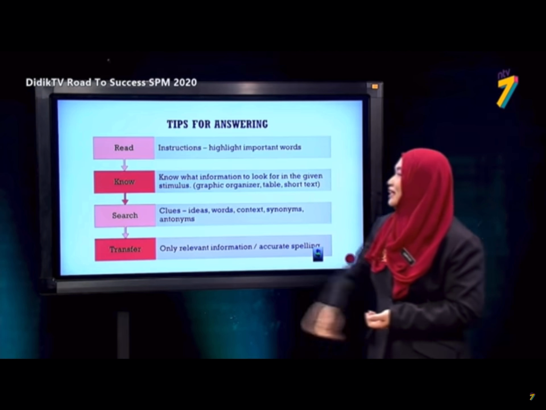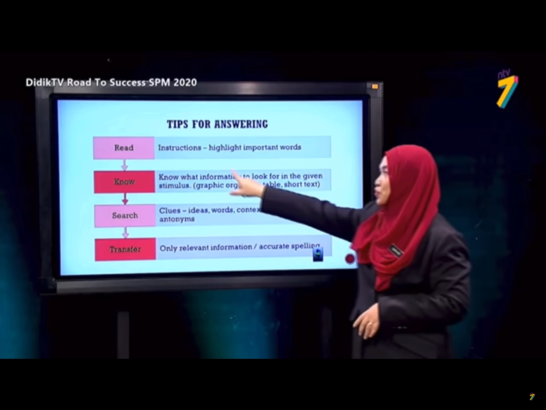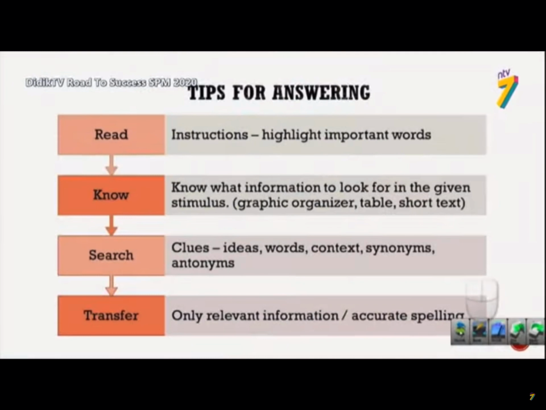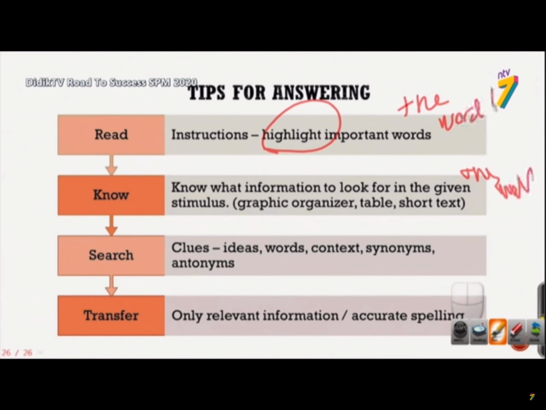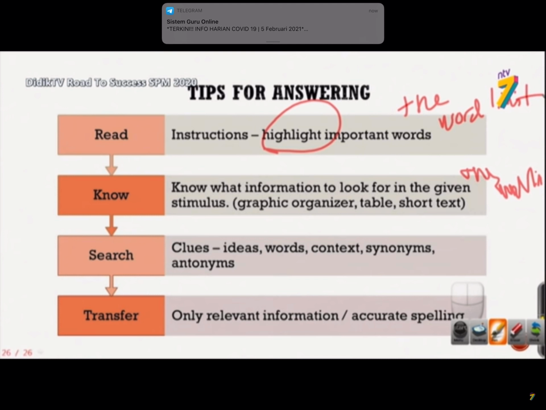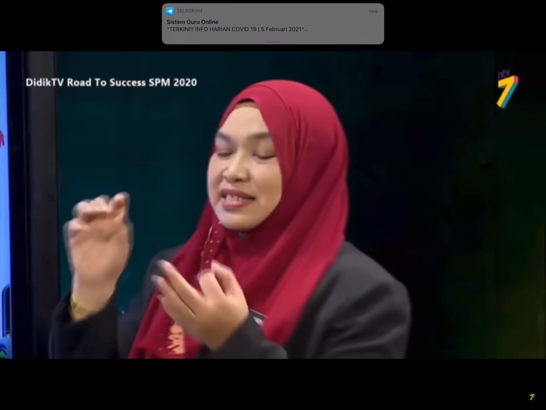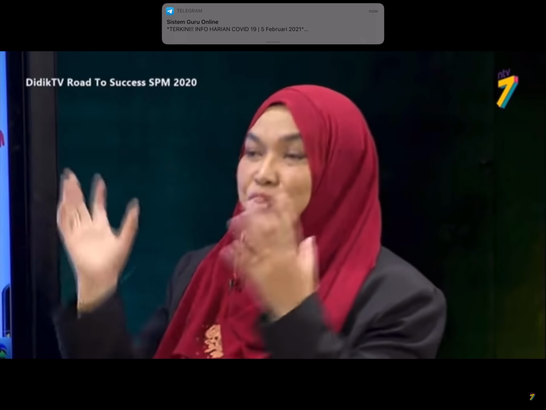You have to read, but this time you have to pay attention to the instructions because the instructions will tell you what you need to do. So you have to highlight the important words. The important words here are the word limit. They will tell you how many words are allowed. Sometimes the question only requires a one word answer. And the second favorite instruction is that you need to find the answers from the stimuli given. So you have to know what you need to find.